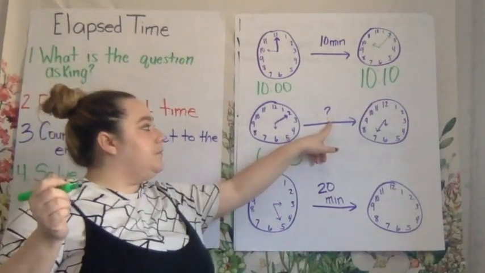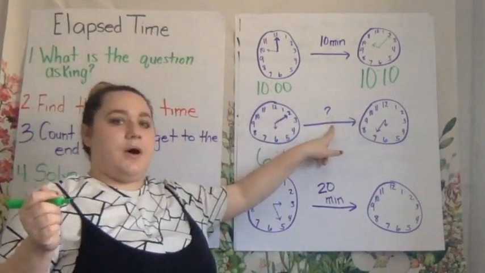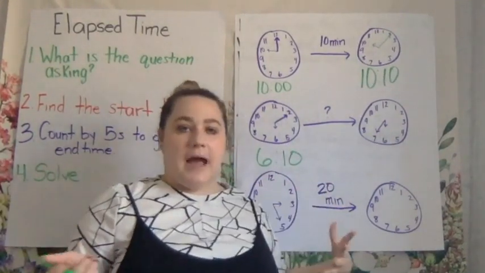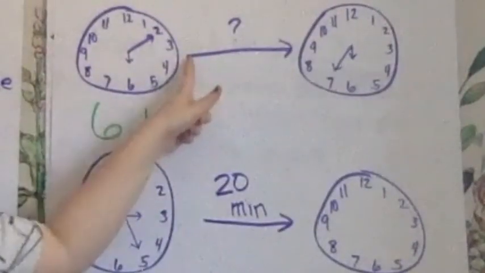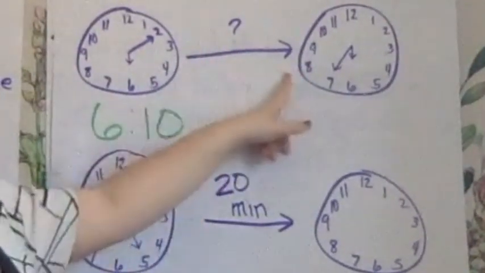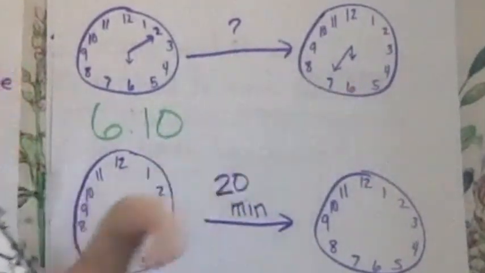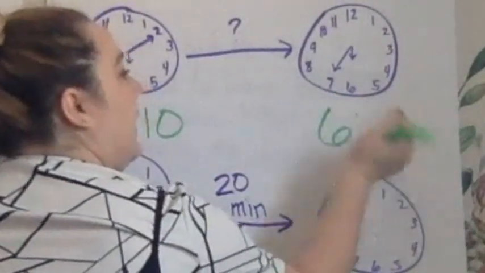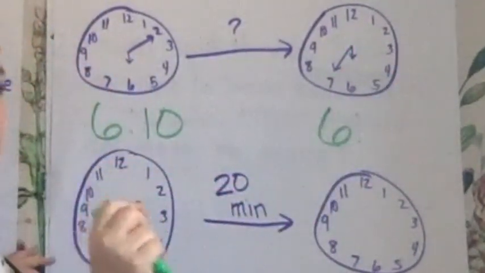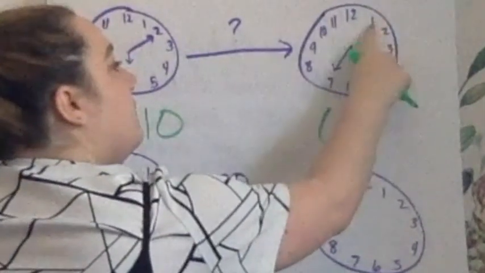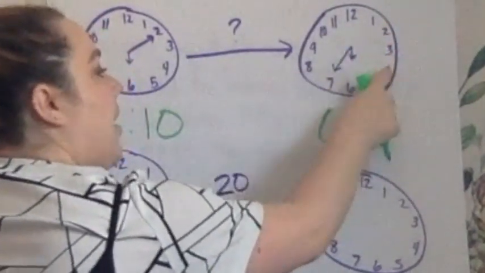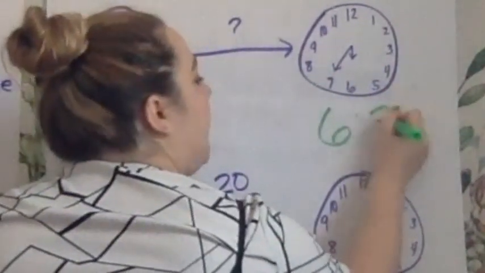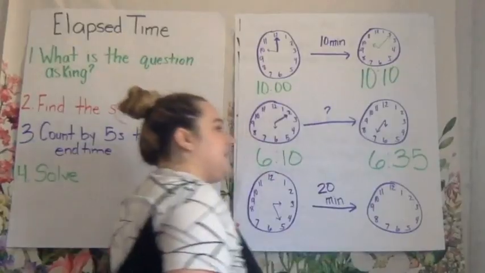Uh-oh. I don't know how much time has gone by, but this time they gave me an end time. So I need to figure out how much time has gone by in between these two times. So I'm gonna look over here. It still is 6 o'clock. I see that right away. I can draw that. Now I'm gonna count by 5s around the clock. Here I go. Ready? 5, 10, 15, 20, 25, 30, 35. It's 6:35. But have I finished solving yet?